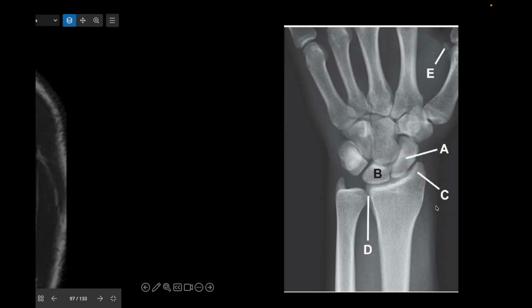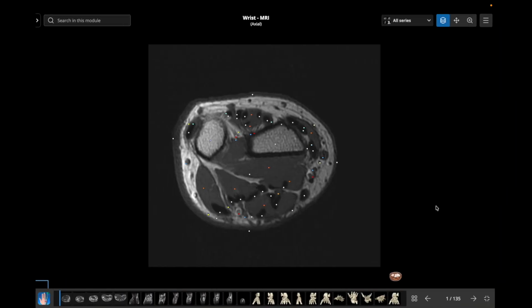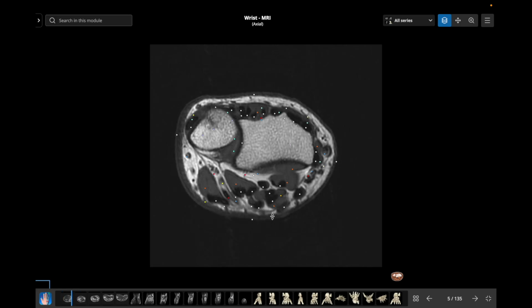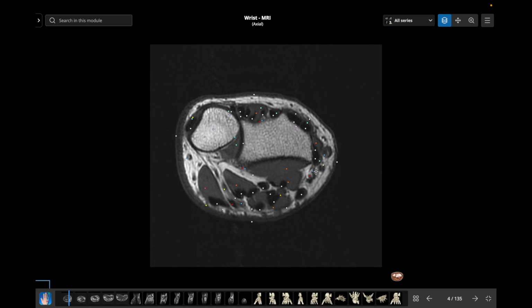Let's look at an MRI. So this is that same thing which we've just gone through. I won't go through it again, but first, second, third compartment. Remember, the Lister's tubercle divides the second and the third extensor compartments. You've got then your fourth extensor compartment, your fifth, which is here, and then your sixth, which is here, so your ECU tendon.